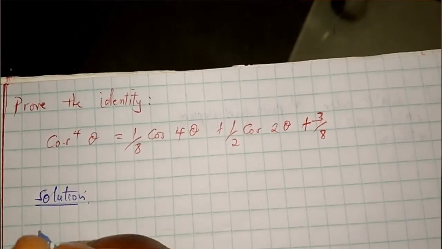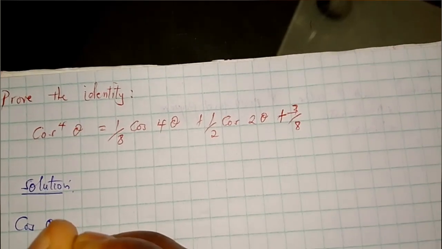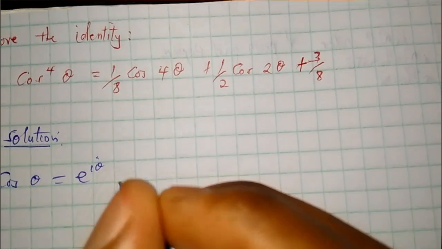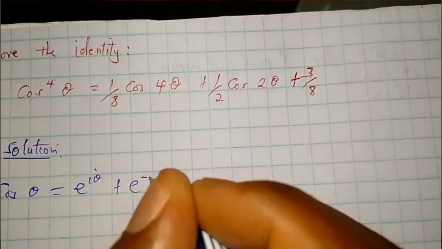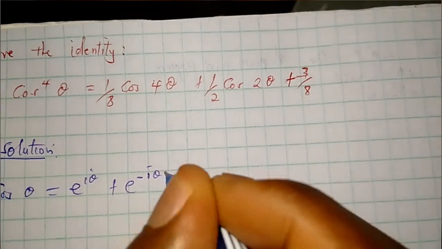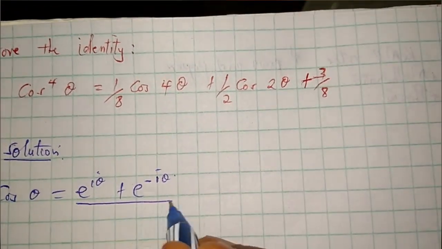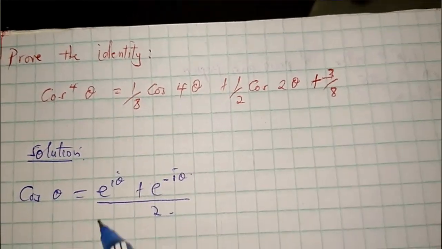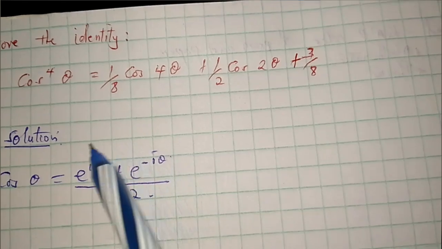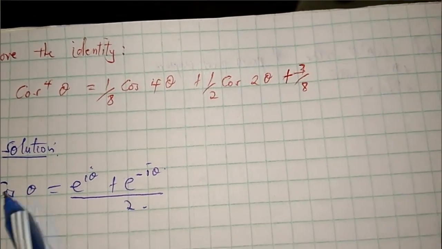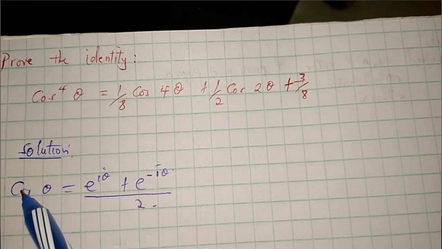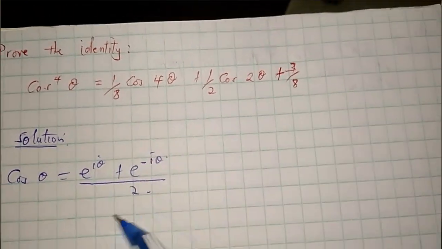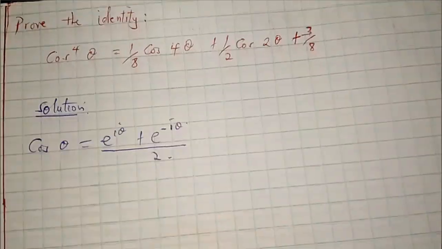We have to remember that cos theta is given by (e raised to the power i theta plus e raised to the power negative i theta) over 2. So cos to the power 4 theta means cos theta times cos theta times cos theta times cos theta: we multiply this by this, by this, by this, to get cos to the power 4 theta.